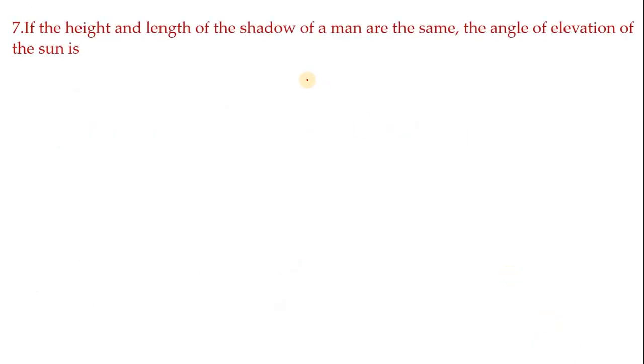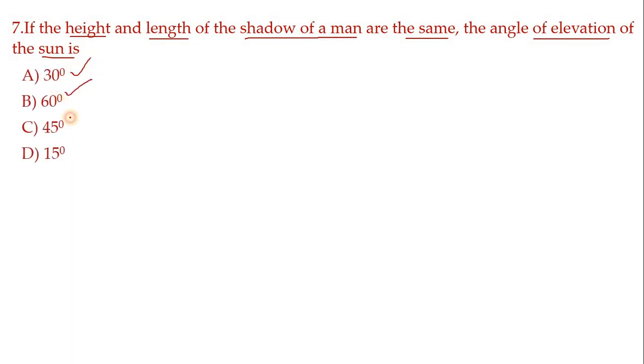Next, let us move on to another one. If the height and length of the shadow of a woman are the same, the angle of elevation of the sun is: 30 degree, 60 degree, 45 degree, 15 degree.